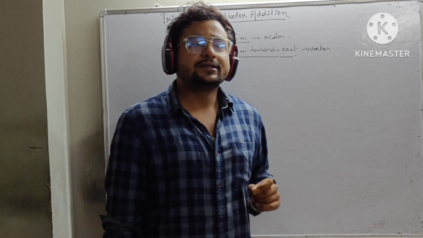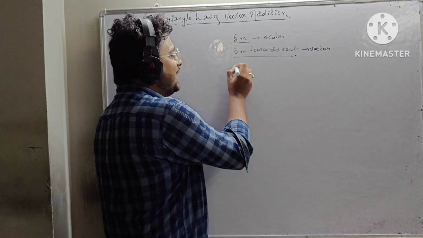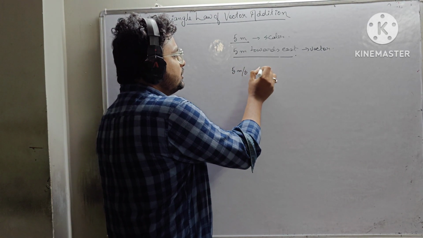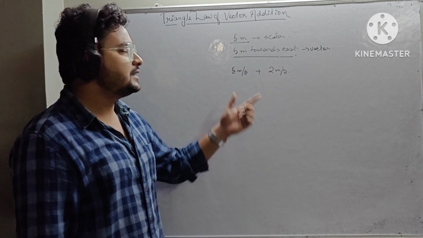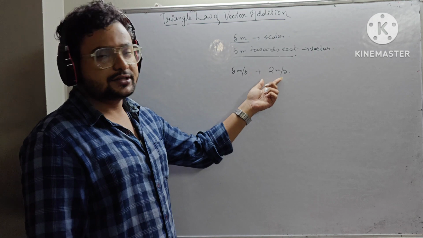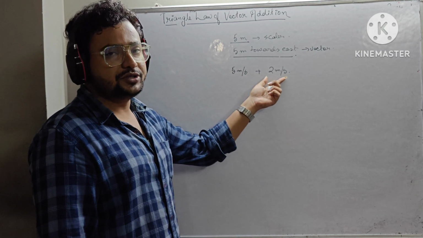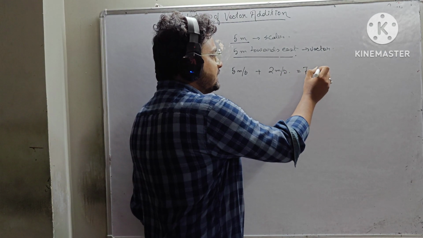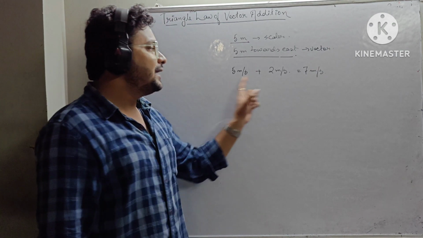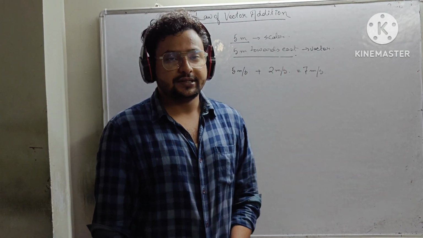Now I will give you a small example of this. Suppose I say 5 meter per second plus 2 meter per second. All of you can understand that these two are scalar quantities. This is one speed, this is another speed. So what will be the answer? That will be 7 meter per second. You are adding algebraically over here: 5 plus 2 gives you 7 meter per second.